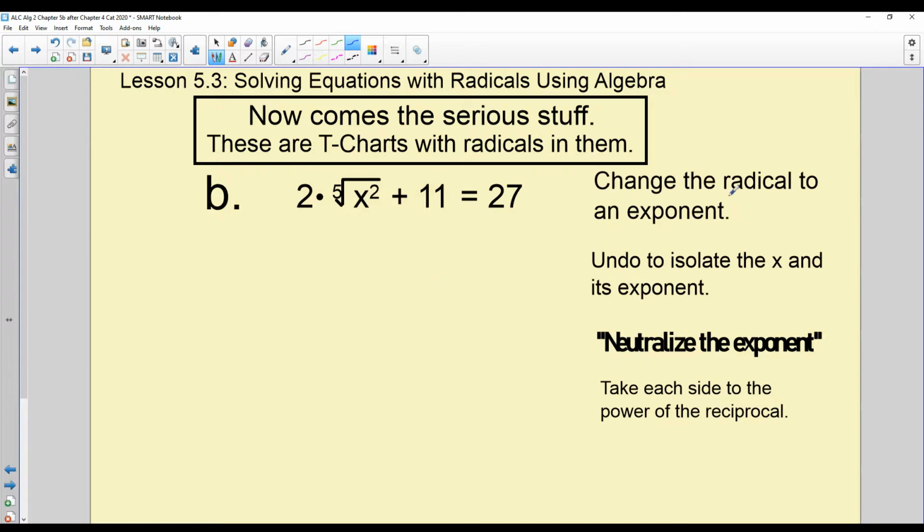Okay, so first thing I'm going to do is look for that radical. It's not the end of the world, it just feels like it. I'm going to keep the times 2 there, and I'm going to rewrite the x. And if we change this radical to an exponent, is it 5/2 or 2/5? The correct answer is it's 2/5.